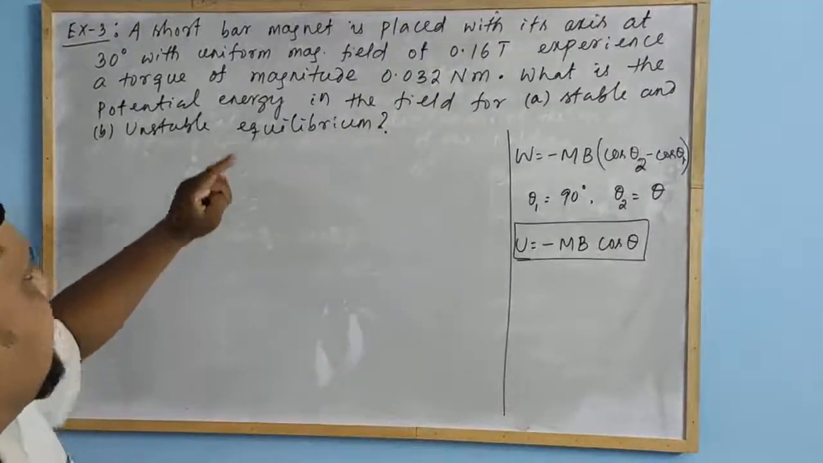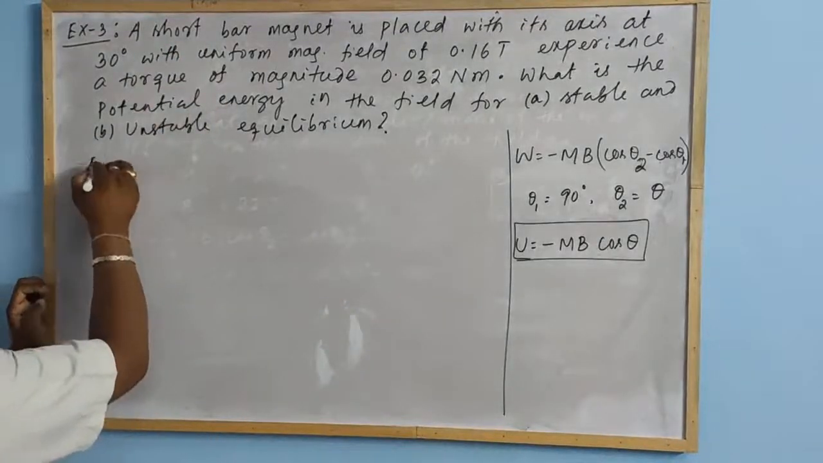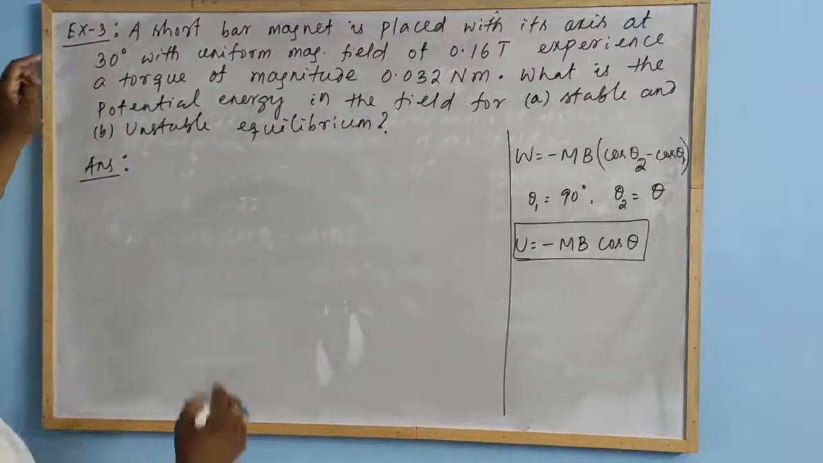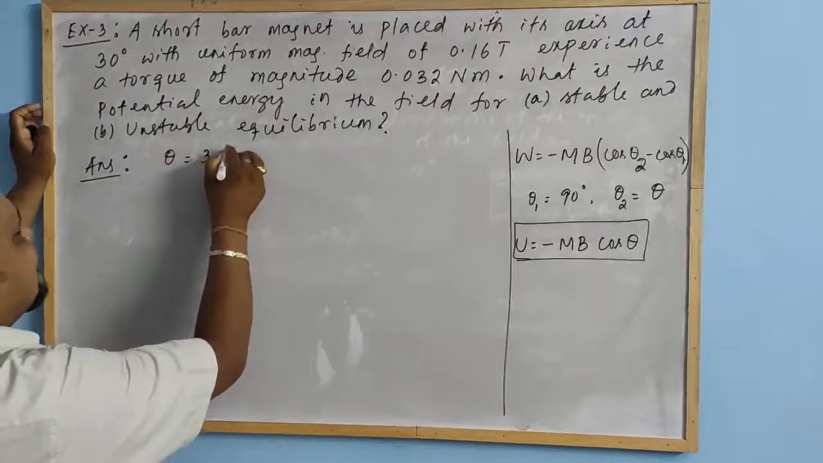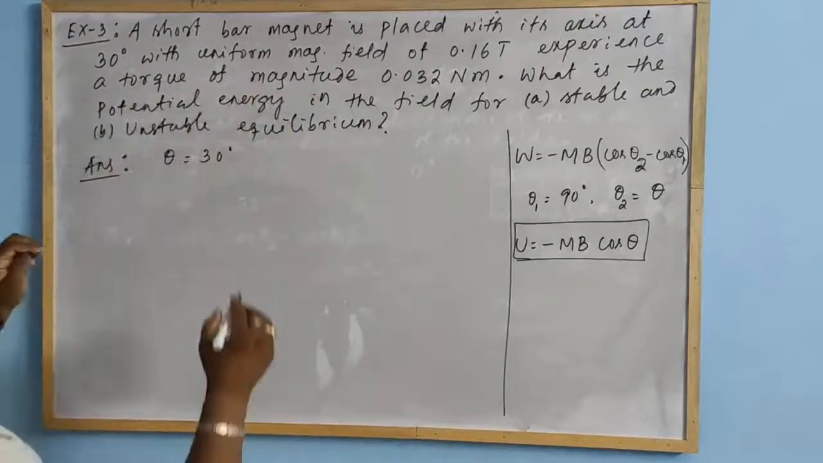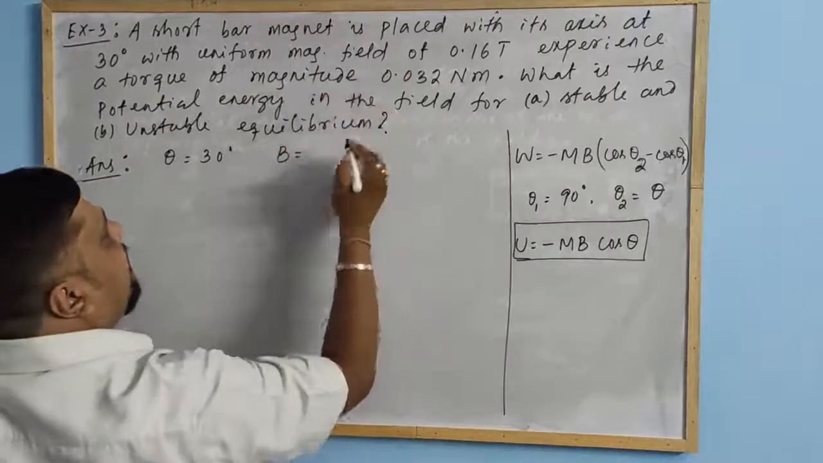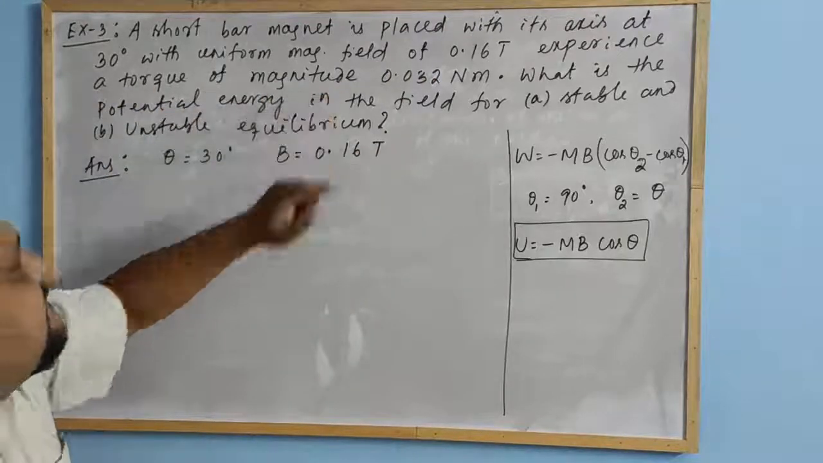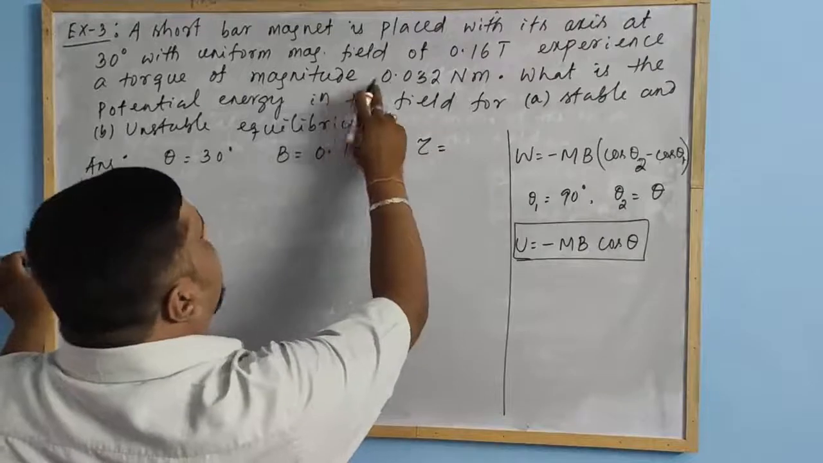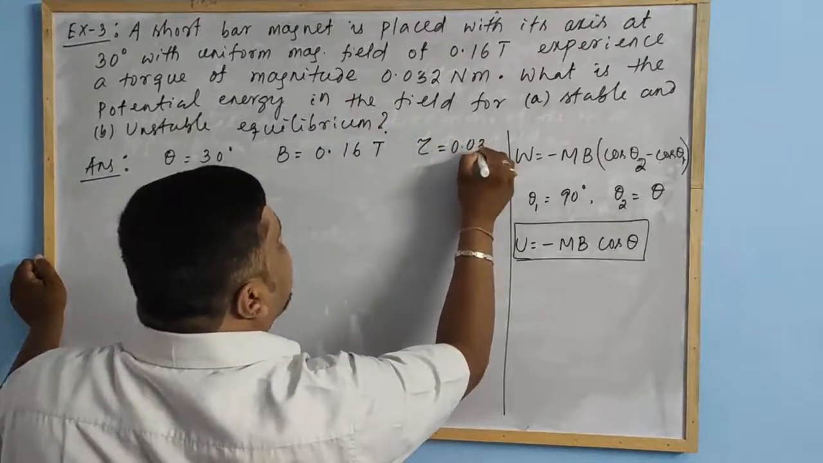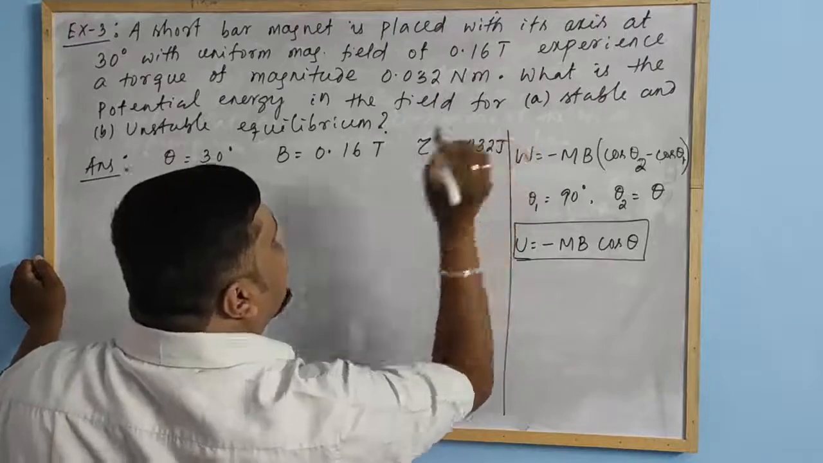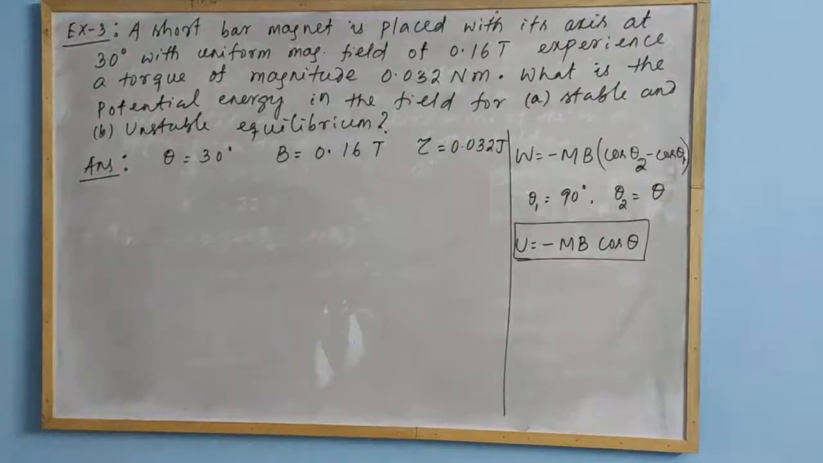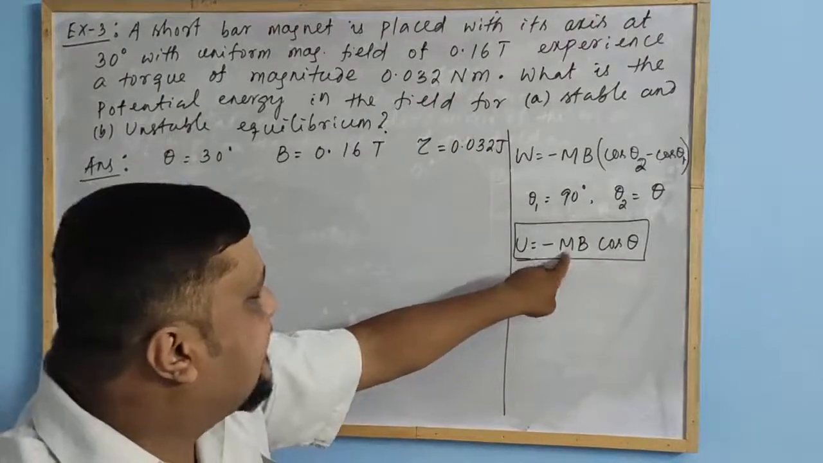Before that, let's write what is given. The dipole is placed with its axis at 30 degrees, so the initial angle is 30 degrees, with a uniform magnetic field of 0.16 Tesla. It experiences a torque of magnitude 0.032 Newton meter, which is Joule. To calculate this, another quantity we need is m.